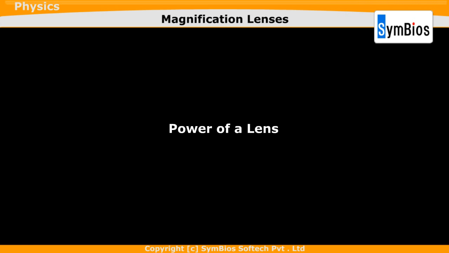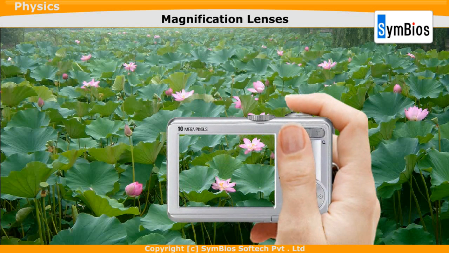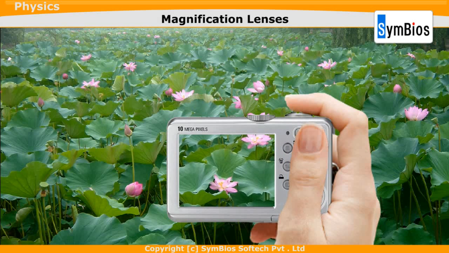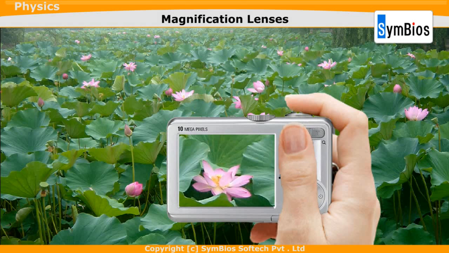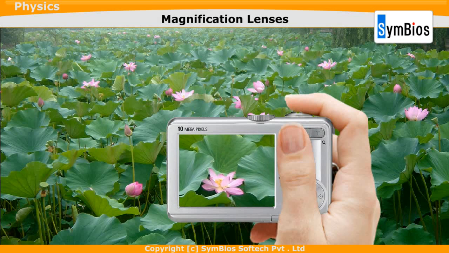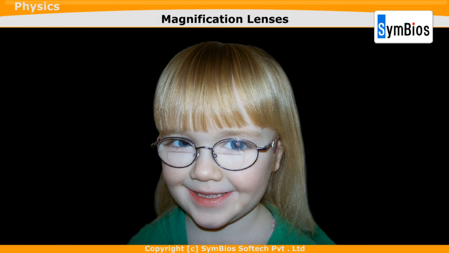Power of a lens. You must have used the zoom option in a camera. Look at these images. Here we can see a picture captured by a camera and another one captured after zooming in. Ability to zoom in and capture good images depends on the power of the lens. We also hear the words power of lens when we speak of spectacles people wear.